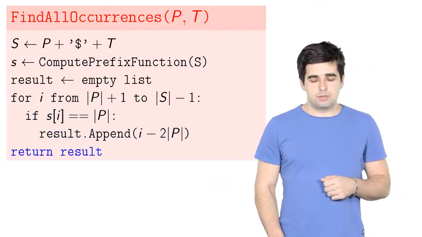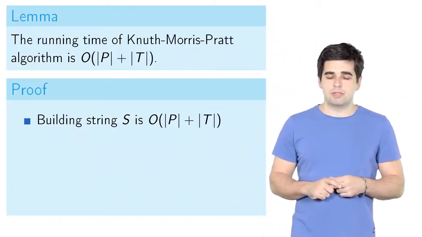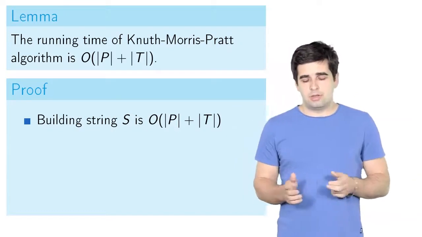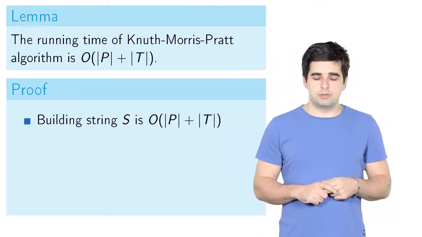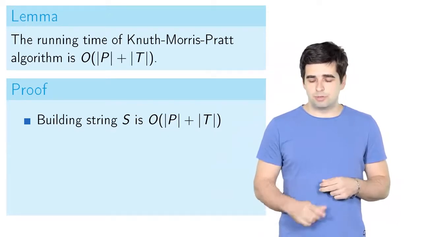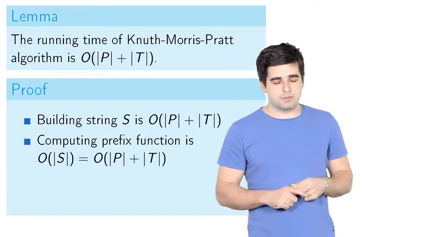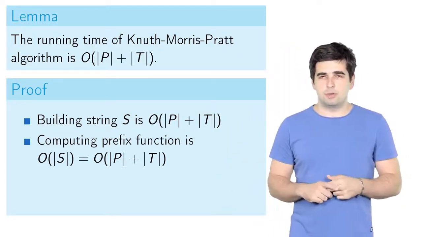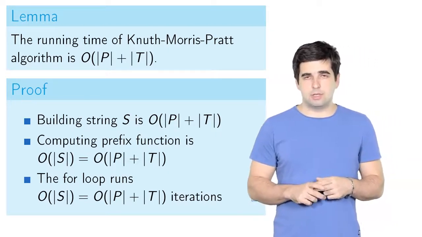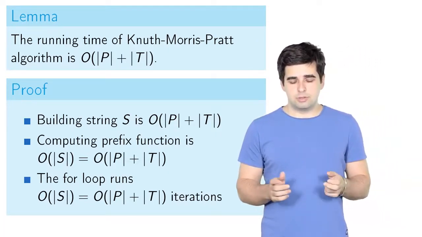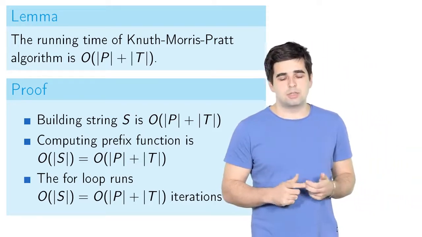This algorithm is already pretty simple, and it works in time proportional to the sum of the lengths of the pattern and the text. To prove that, we know that string S can be built in time proportional to the sum of the lengths of strings P and T. Computing the prefix function is done in proportional time, and the for loop runs through part of the string, so it also runs in time proportional to the sum of the lengths of the pattern and the text.